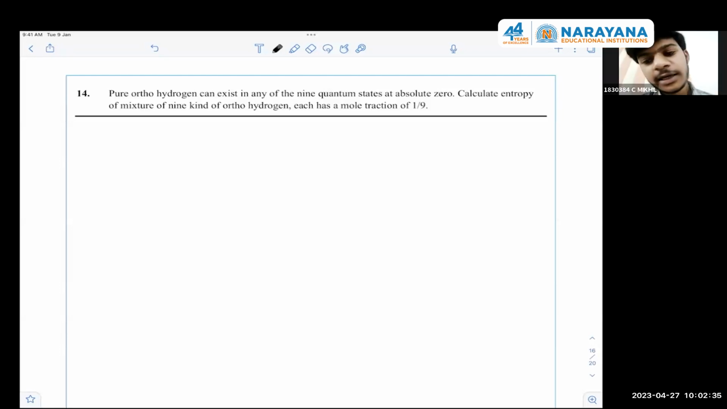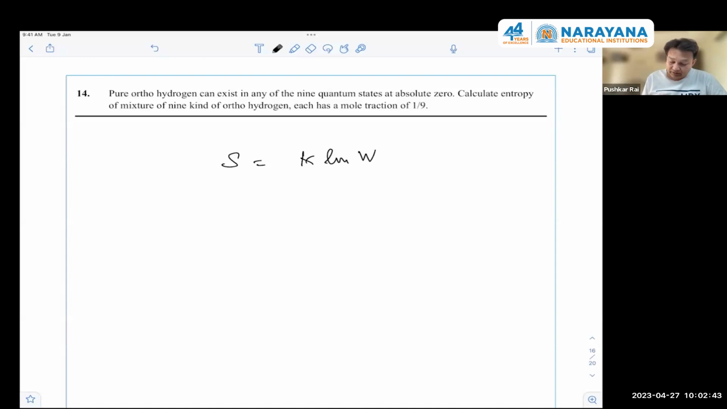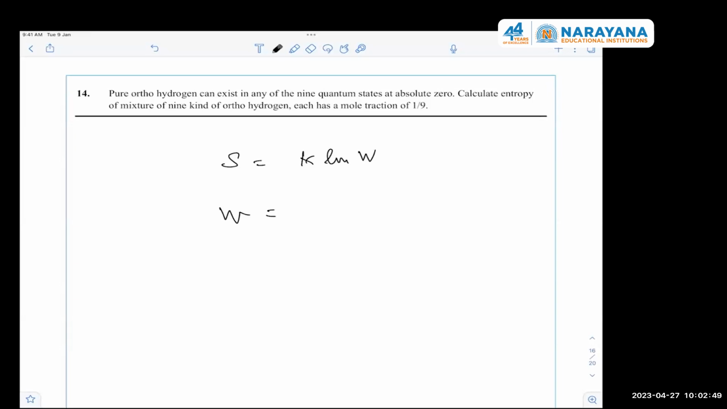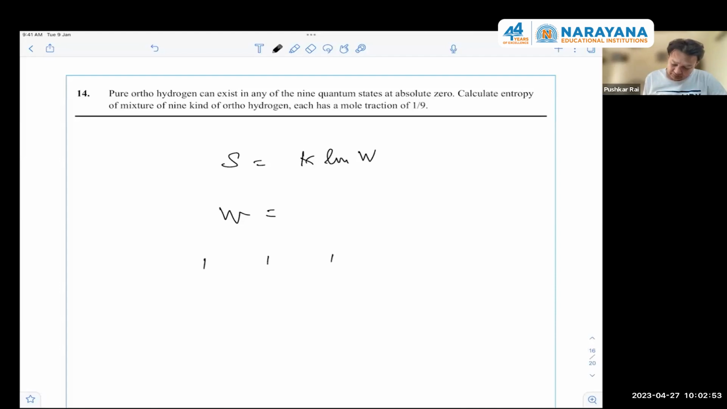Directly from the formula, K times ln of the number of. Very good. S is equal to K ln W. Tell me, what is W here? Possible macro states. I tell you, 9 states are possible. So that means particle number 1 has how many options? 9 options. Number 2 also has 9 options. Number 3 also has 9 options. So if you have Na particles, all of them have 9 options.